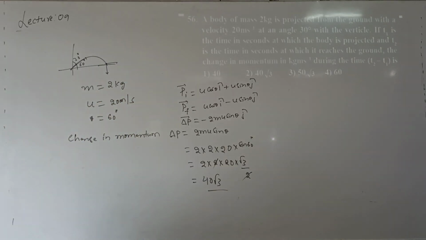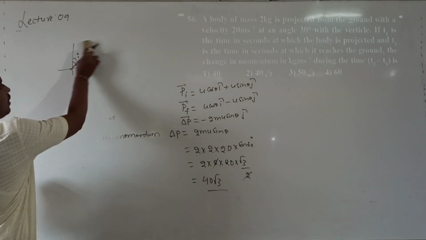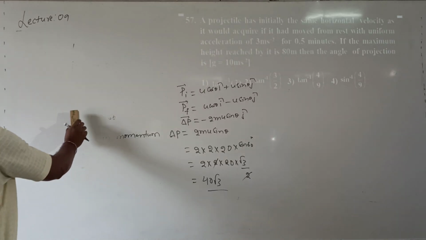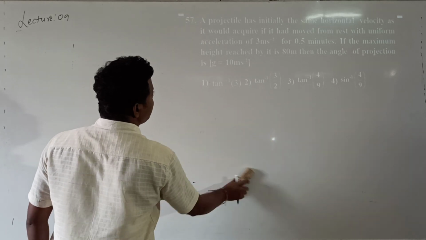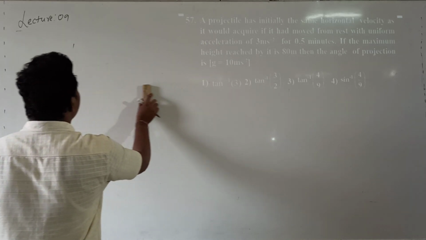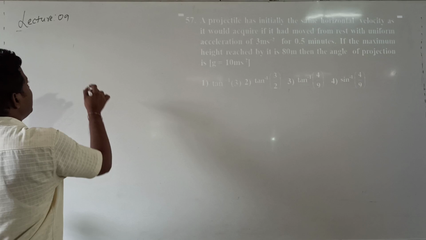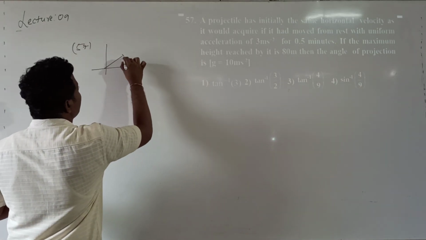Understood now? So this is question number 56. In this way we can calculate the change in momentum. Next one. So question number 57. A projectile has initially the same horizontal velocity as it would acquire if it has moved from the rest with a uniform acceleration. So in this question, horizontal component of velocity, so they are not given.